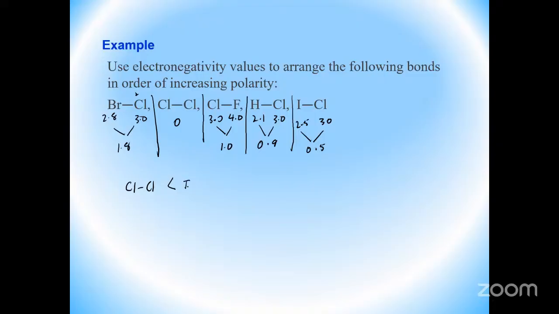The iodine to chlorine. And then the next in line will be HCl. And then the next in line would be Cl to fluorine. And then the one with the greatest electronegativity difference would be the bromine to chlorine bond. And that's it, right? So this would be the order of polarity increasing.